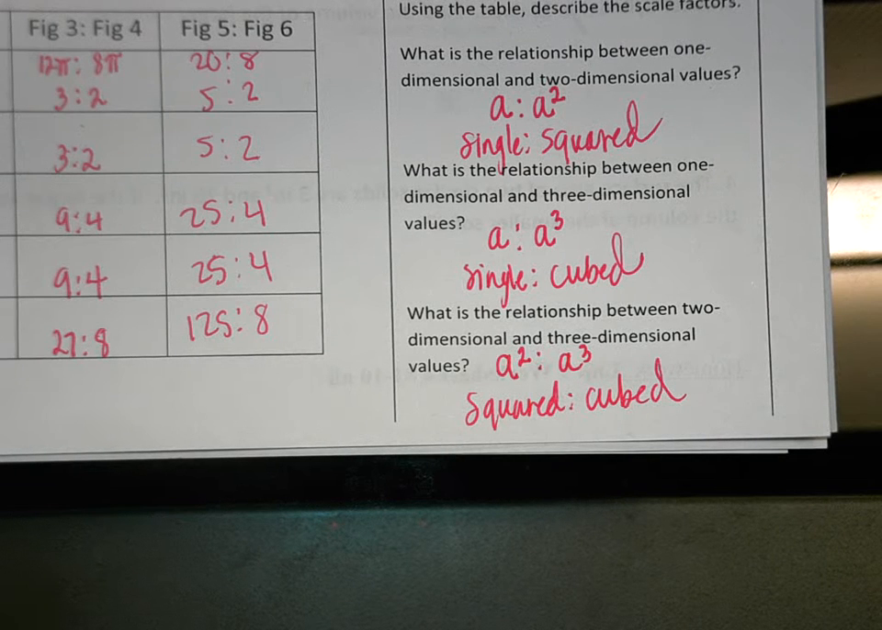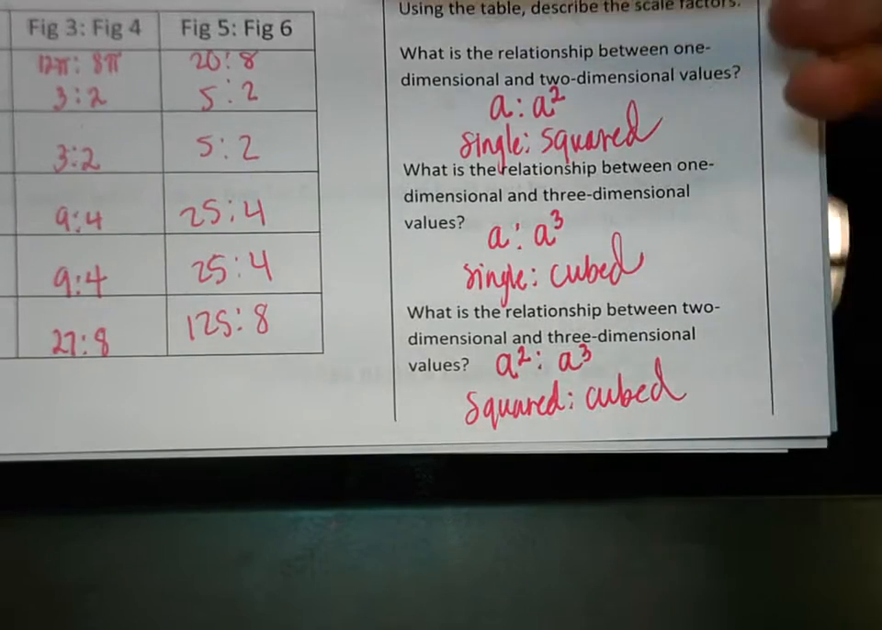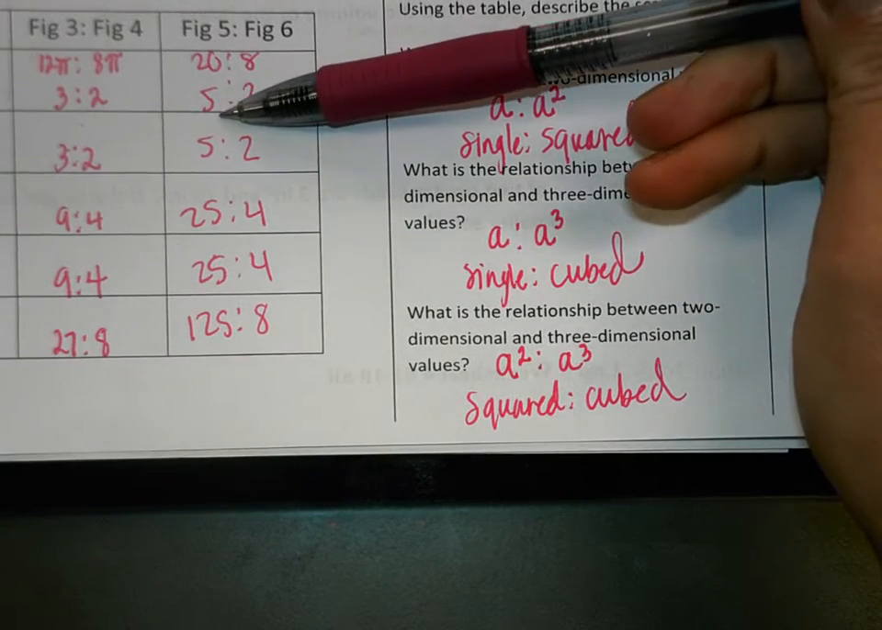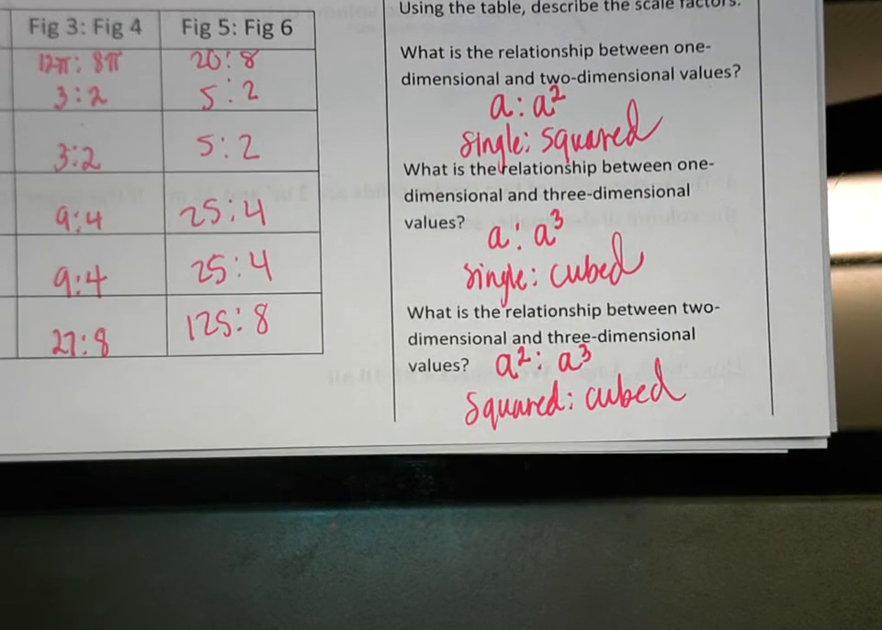Yes. So the 125 came from taking your single dimension, or your 1 dimension, and cubing it. So 5 to the 3rd power is 125.